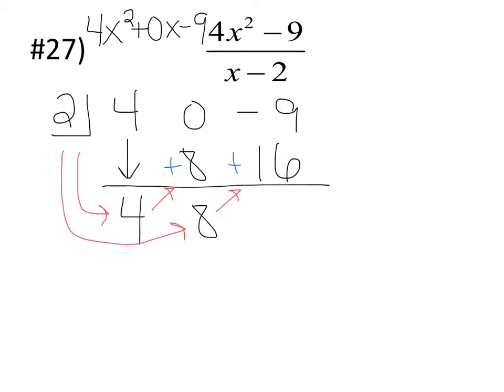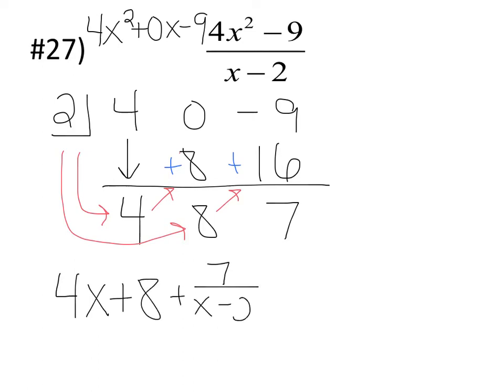Just kidding, 7. Wow, I was having a moment there. So positive 7. So you're going to write, we started with squared, so you'll start with x. So 4x plus 8 plus 7 is our remainder over x minus 2. Okay?